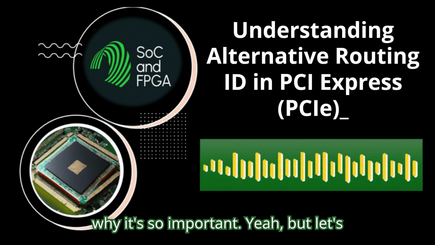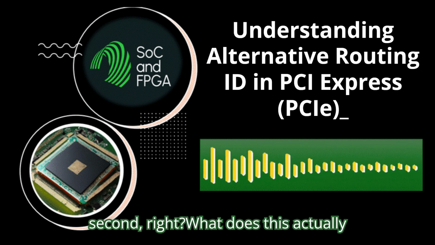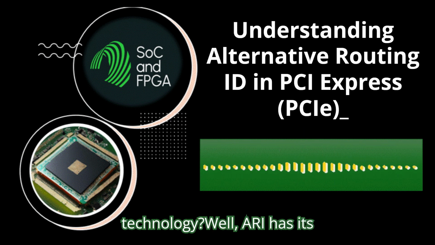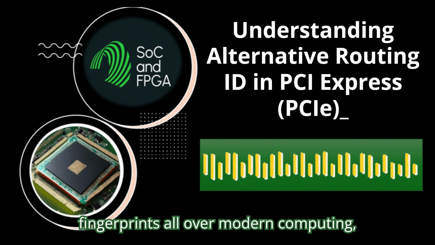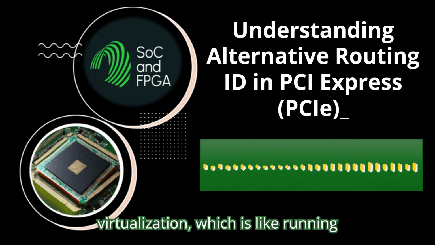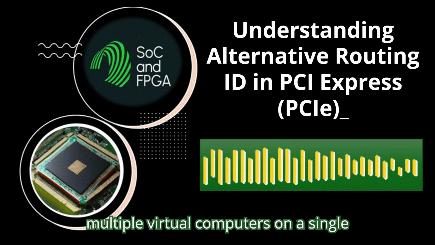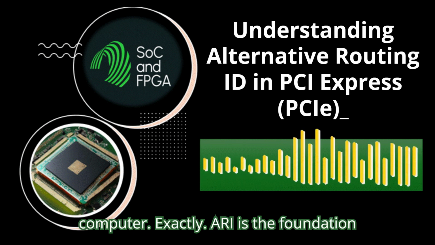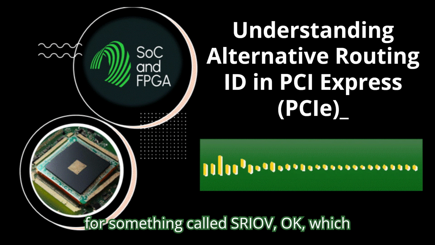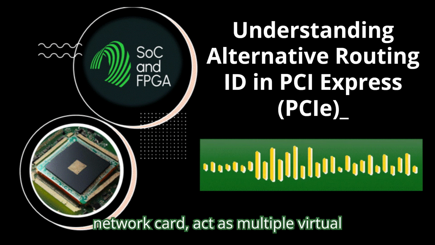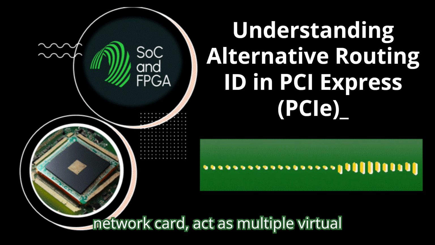But let's get out of the technical weeds for a second. What does this actually mean for how we use and experience technology? Well, ARI has its fingerprints all over modern computing. It's especially huge in virtualization, which is like running multiple virtual computers on a single physical machine. Like having multiple operating systems on one computer. Exactly. ARI is the foundation for something called SR-IOV, which lets a single physical device, like a network card, act as multiple virtual ones.